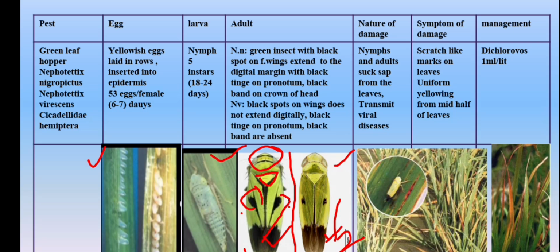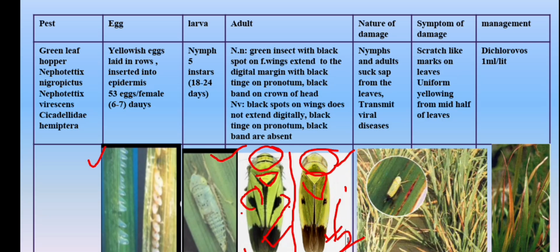These are not extended digitally, and there is no black tinge on the pronotum, and there is no black band on the crown of the head. So these are the important marks of identification of these two species, Nephotettix nigropictus and Nephotettix virescens.